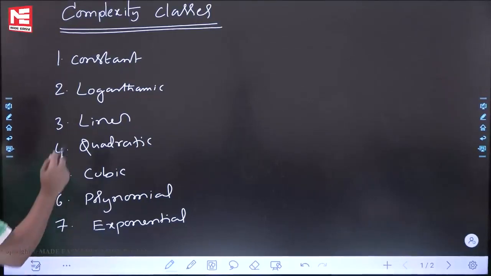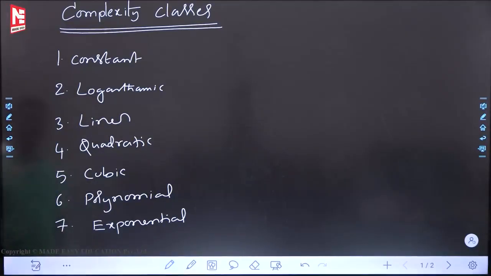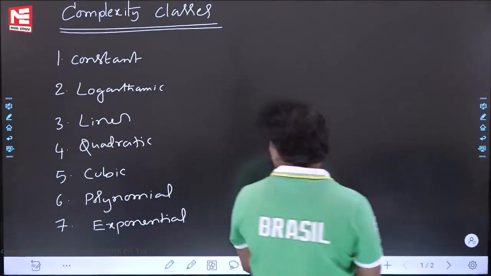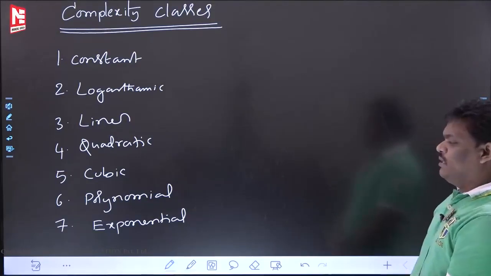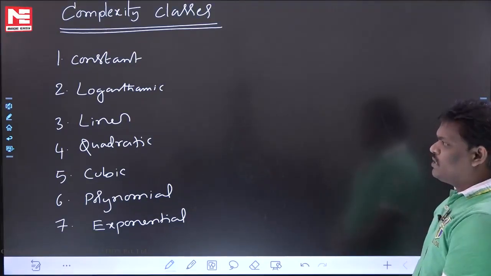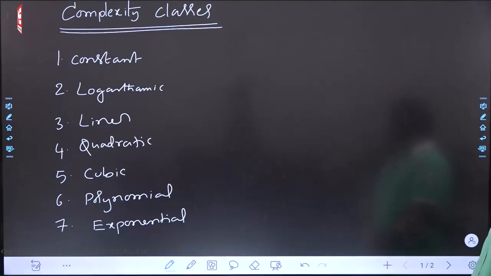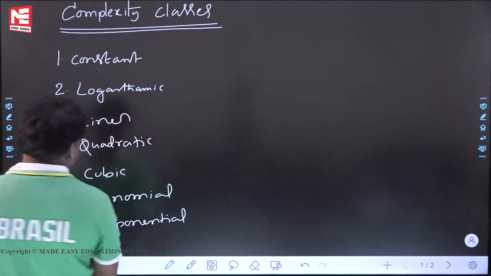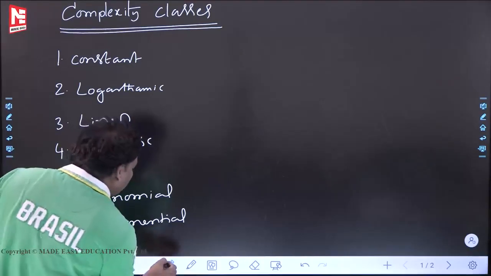Complexity classes. This may be time complexity or space complexity. These are complexity classes: constant, logarithmic, linear, quadratic, cubic, polynomial and exponential complexity. Like that, 7 classes are there, maybe more, but these are the major ones I have written. Some people are asking, sir, what is the meaning of constant complexity?